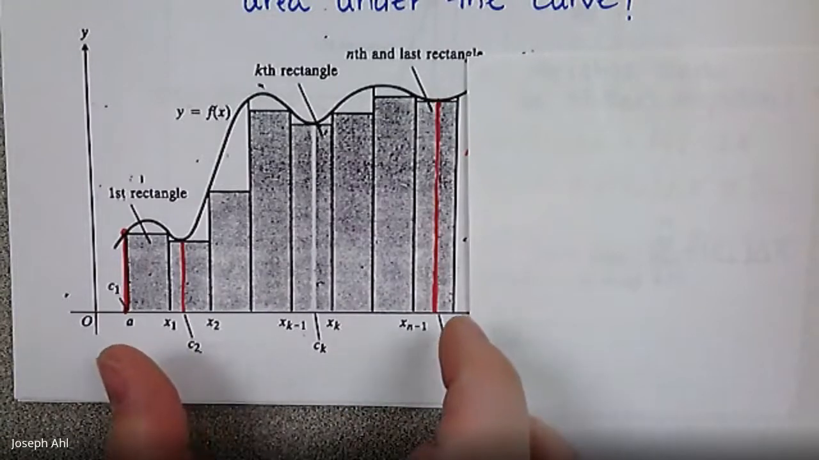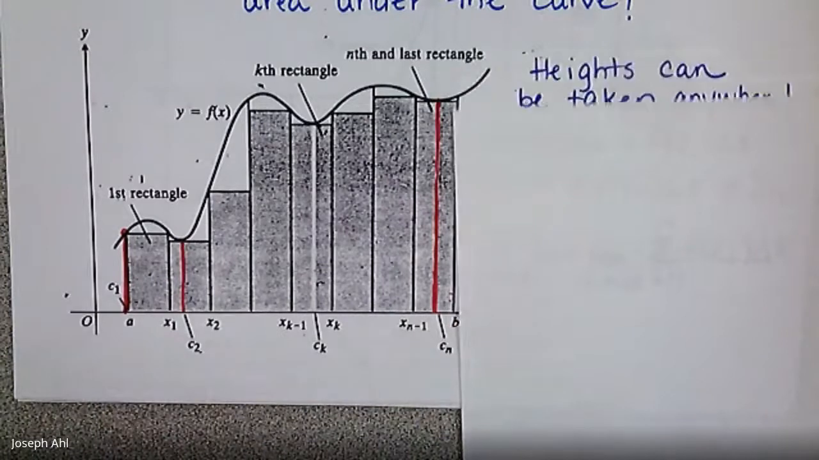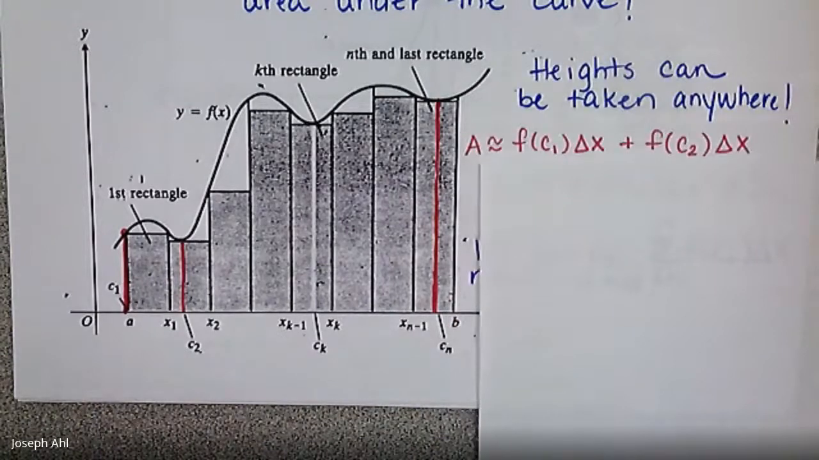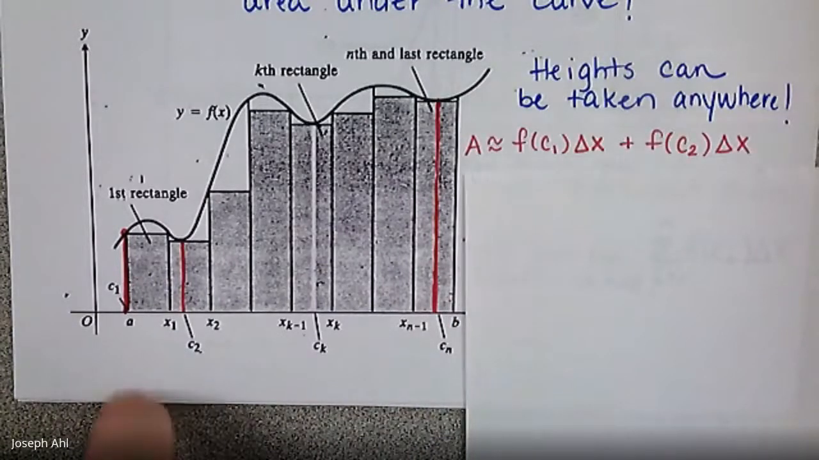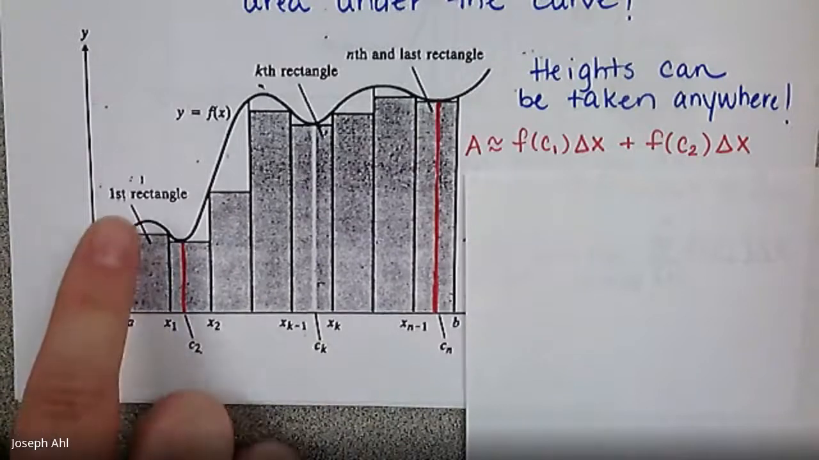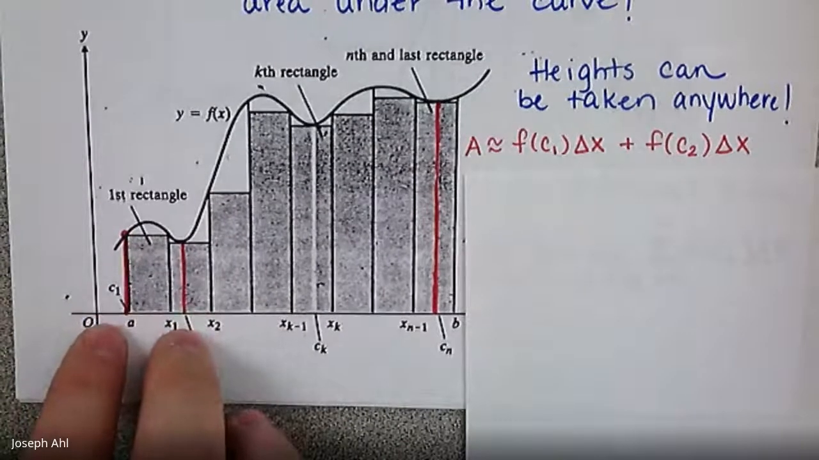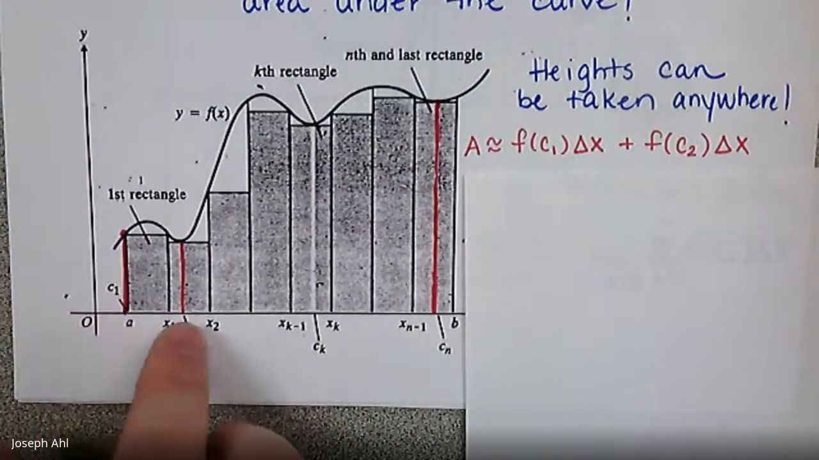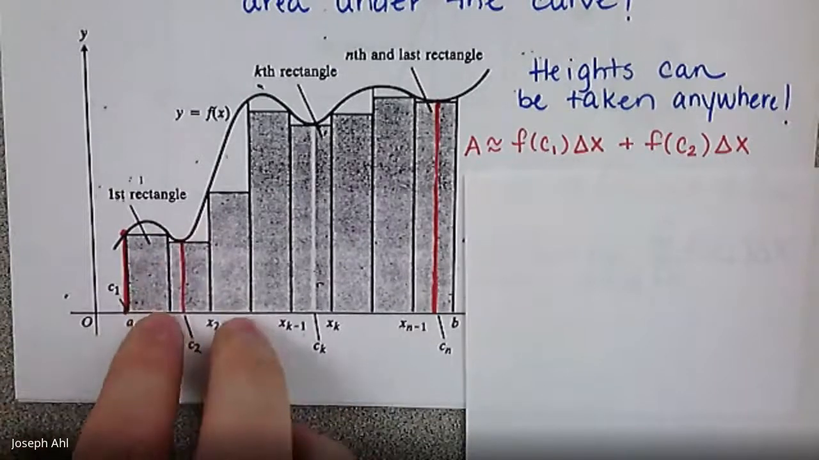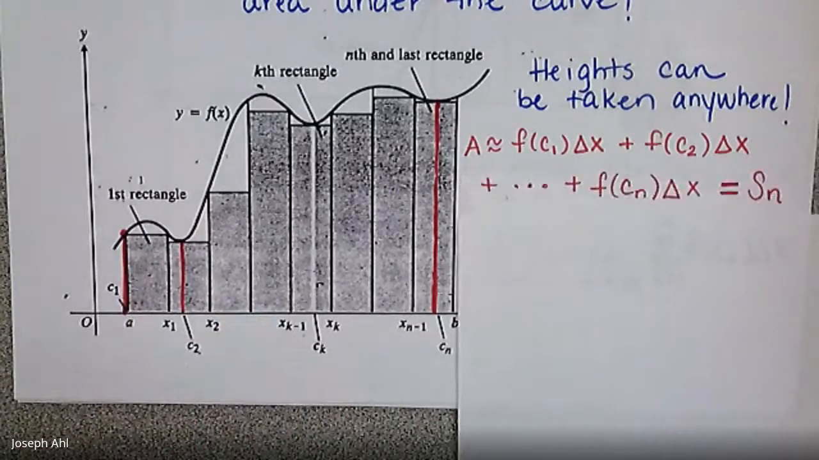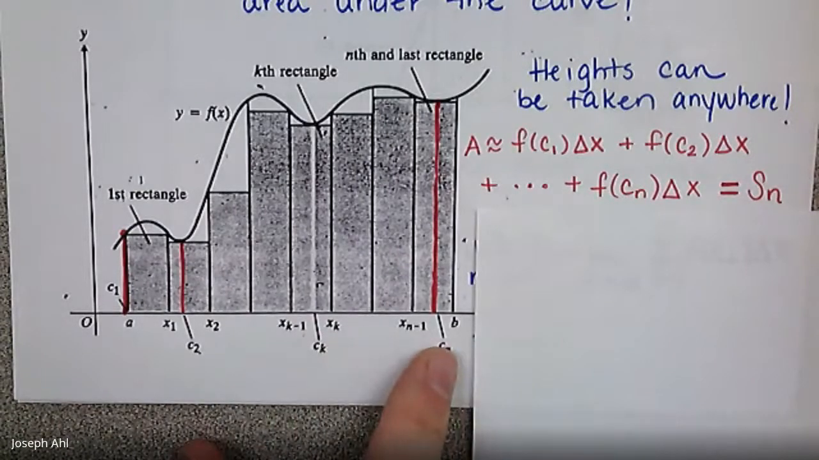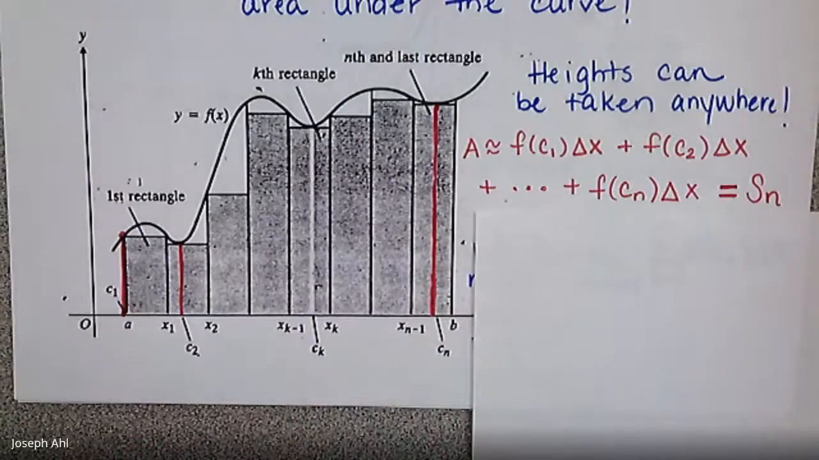So if I were to write an expression to represent the area under the curve here, the heights can be taken anywhere. So you're going to get that the area is approximately whatever the height of the function is here times that delta x, plus whatever the height of the function is at C2 times this delta x, and so on and so forth, right? We build all the way into the last case where the last height is at f of C sub n times this delta x, and that represents the sum of all the areas, S sub n.